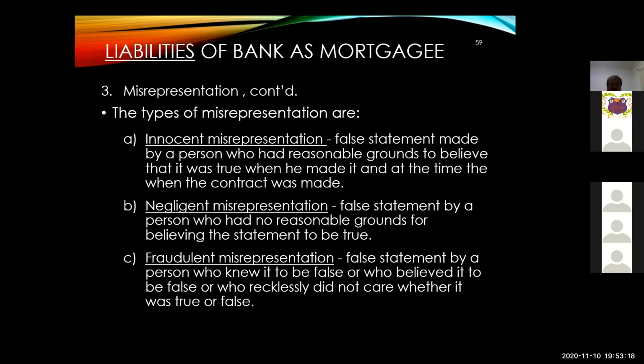Negligent misrepresentation is a false statement by a person who had no reasonable grounds for believing the statement to be true. And then fraudulent misrepresentation is a false statement by a person who knew it to be false, or who believed it to be false, or who recklessly did not care whether it was true or false. Okay, so there are some slight differences between negligent and fraudulent misrepresentation.